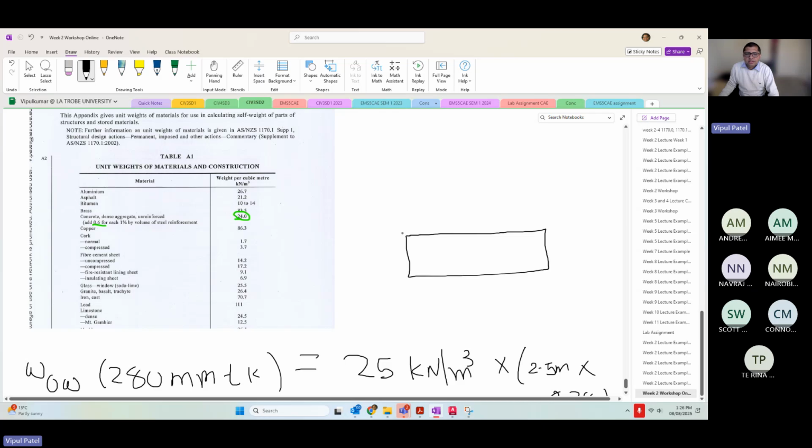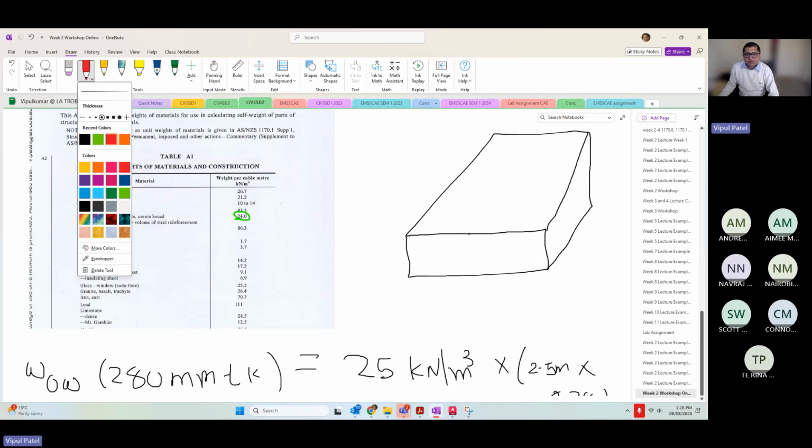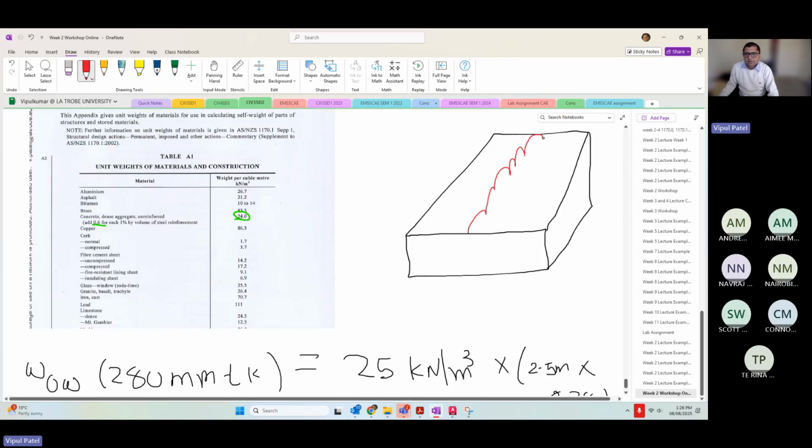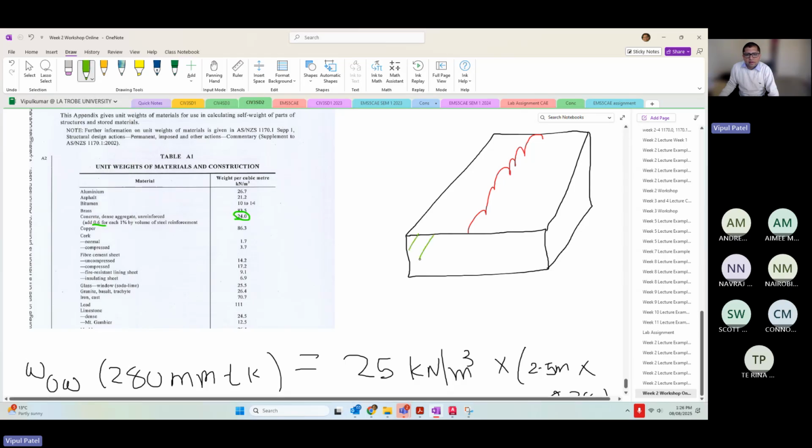If you have a slab like this, and you watch my videos, there are nice videos, by the way. This is the own load you want to calculate. Then this is your perpendicular area, like this thickness, and that width.